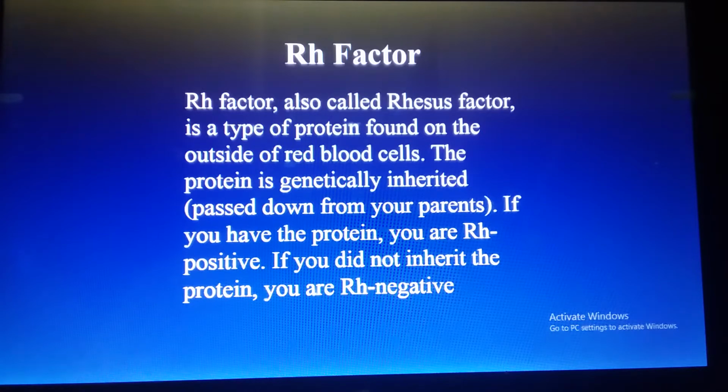This is a protein present along with antigen A and antigen B on the surface of the red blood cells. As I have discussed, the A antigen and B antigen are produced by genes, and there is also a gene behind the RH factor, which produces the RH protein present on the surface of the red blood cell and gives rise to RH positive and RH negative blood groups.